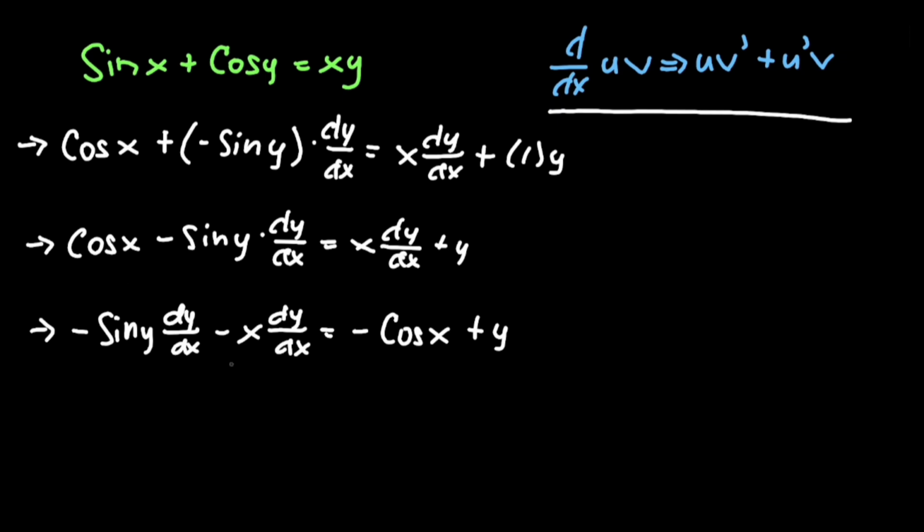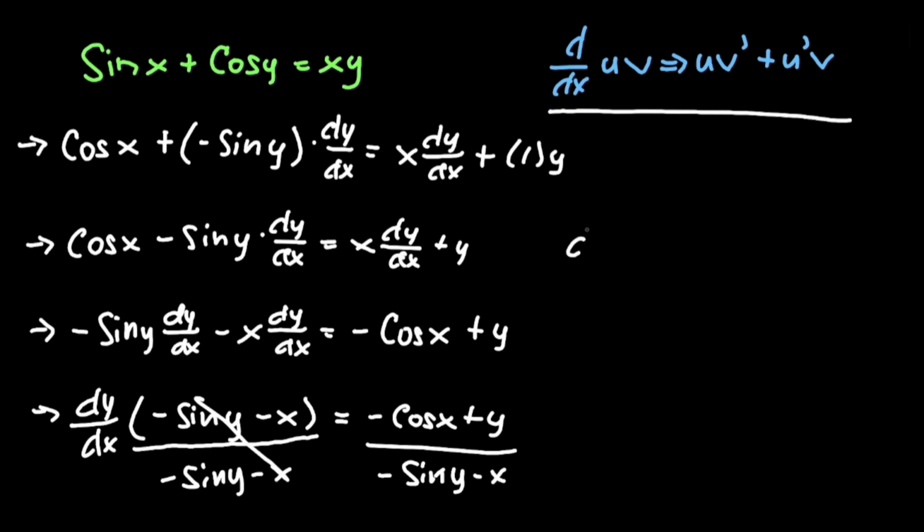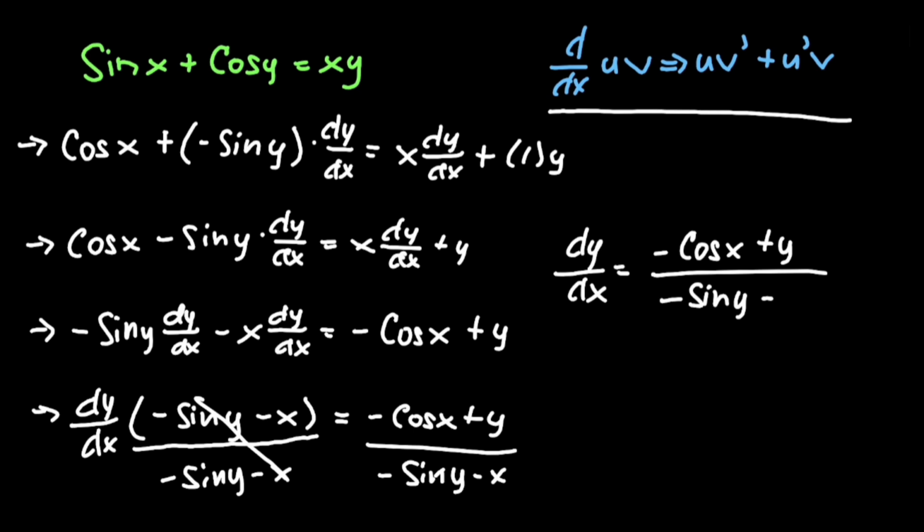And as usual, isolate dy/dx, factor out. So you will get dy/dx multiplied by negative sine of y minus x equals negative cosine of x plus y. Divide both sides by negative sine y minus x, and cancel this out. So final answer would be dy/dx is equal to negative cosine of x plus y over negative sine of y minus x.